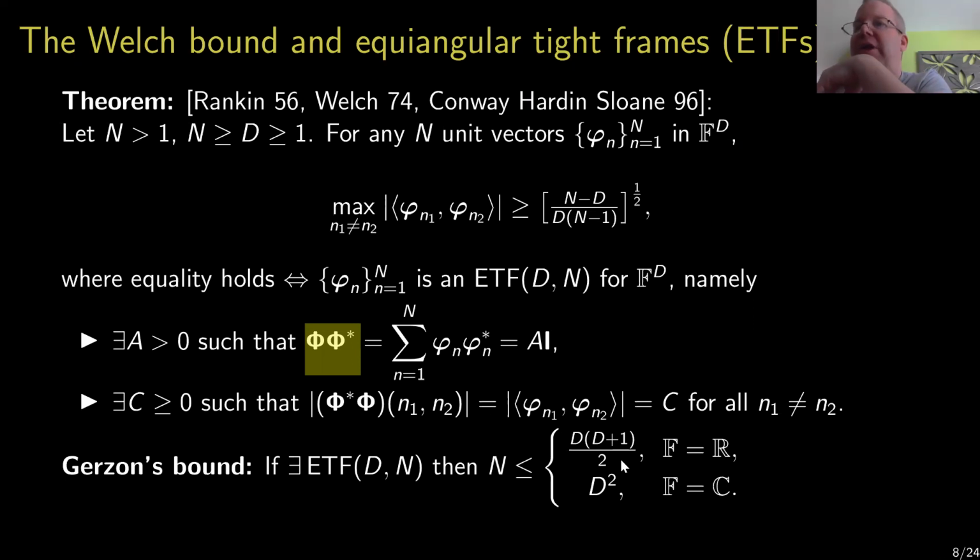And so what you get in here is this bound, which says, if you want an ETF, you can't have too many vectors. The number of vectors has to be on the order of the square of the dimension, because otherwise it won't be able to form a simplex after you lift it.